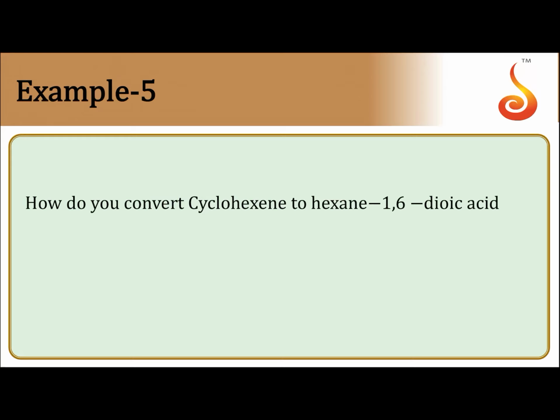How do you convert cyclohexene to hexane 1,6 dicarboxylic acid? So first write the structure of cyclohexene. Cyclohexene should be converted to hexane 1,6 dioic acid. If you see the compound cyclohexene, there is hydrogen here, hydrogen. The fourth valence is satisfied by hydrogen.